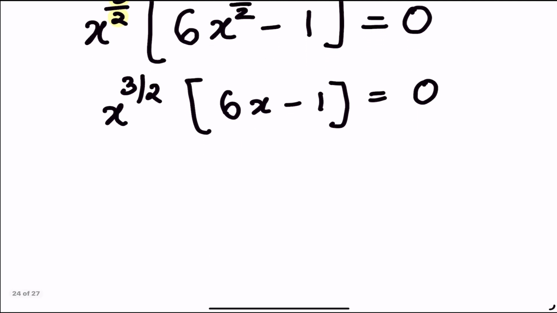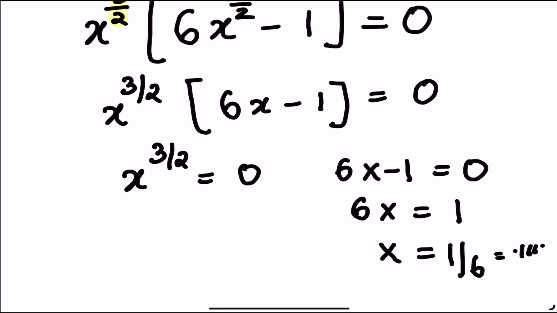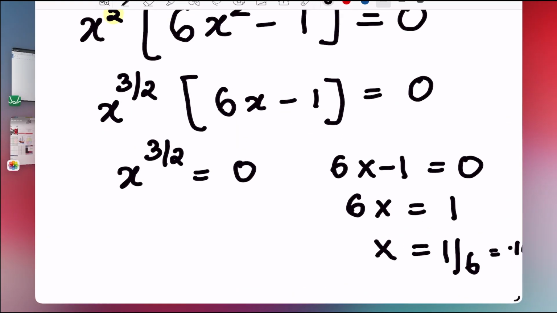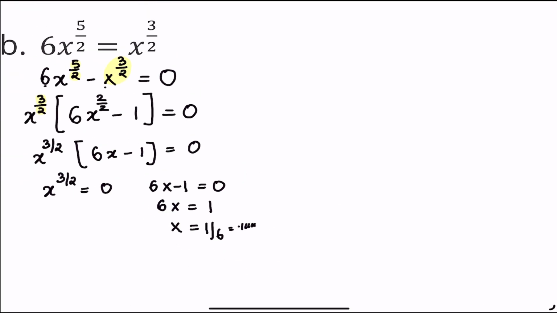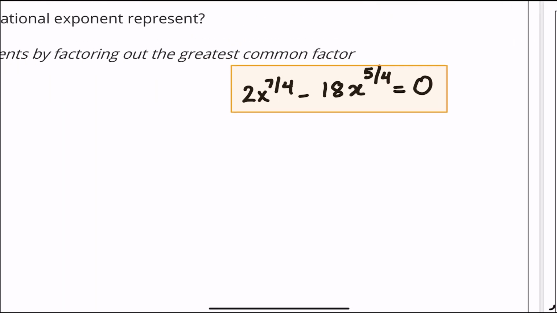I'm going to use the property of zeros. x to the power 3 over 2 equal to 0, and 6x minus 1 equal to 0. What does that mean? 6x is equal to 1, x is equal to 1 over 6, which is 0.166667. And that's exactly what you got from your Desmos as well. All right, now let's take a look at the last problem for this section.